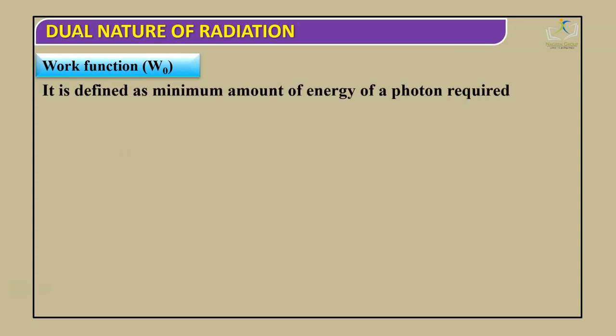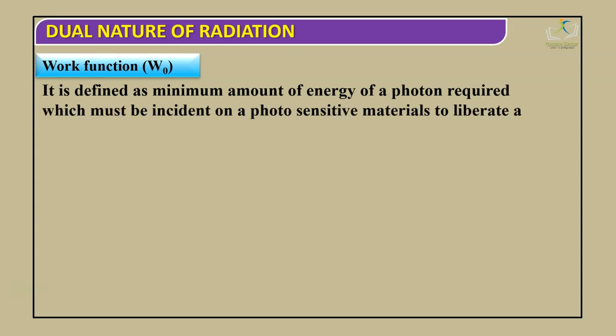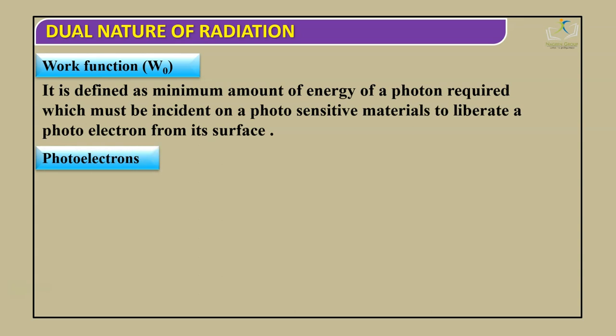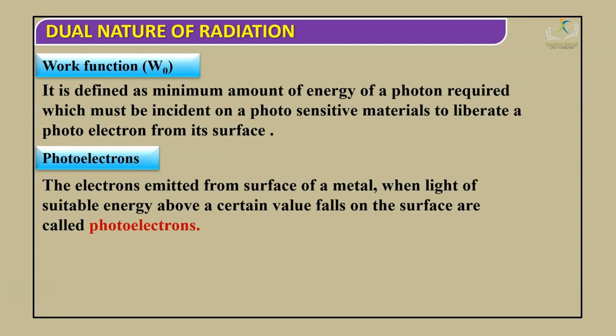If we go into the detail of the work function, it is defined as the minimum amount of energy of a photon required, which must be incident on a photosensitive material to liberate photoelectrons from its surface. And what is a photoelectron? The electrons emitted from the surface of a metal when light of suitable energy above a certain value falls on the surface are called photoelectrons.